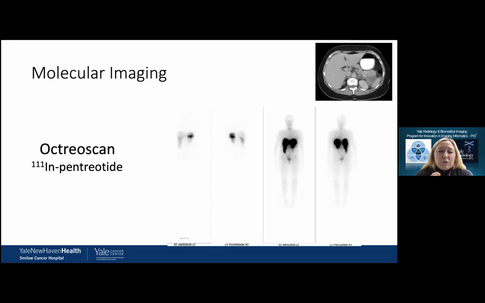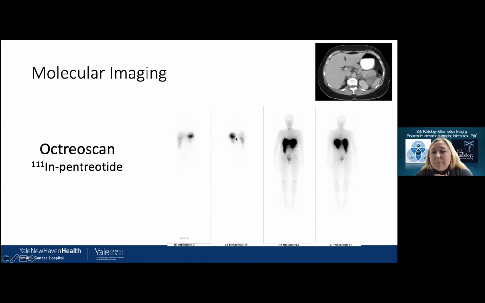I'm so glad Dr. Kunz mentioned the Octreoscan. That used to be the standard way of trying to see somatostatin receptor expression on tumors. And as you can see, these are not very good images and they're very hard to see. It's very difficult to tell where the tumor is. And this is actually the same patient I showed you earlier with the pancreatic tail tumor. And you can barely see where this lesion is.